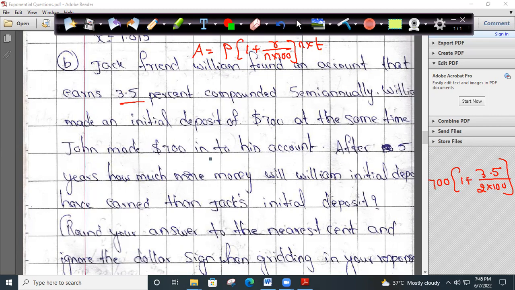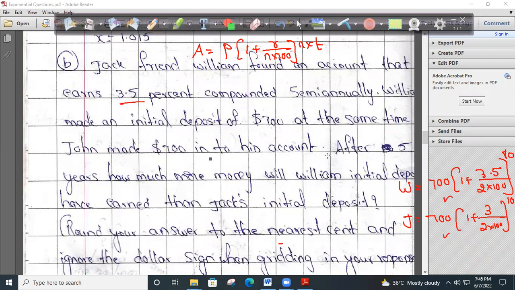So after 5 years, so 5 into 2, 10. This is the amount William makes. We know how much our friend Jack makes. Jack makes 700 into (1 plus 3 by 2 into 100) whole power 10. Why? Because he is also doing it for 5 years, 5 into 2. So just subtract this minus this and round your answer to the nearest cent.